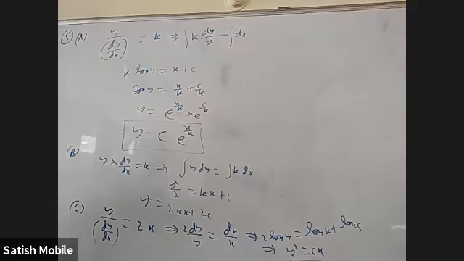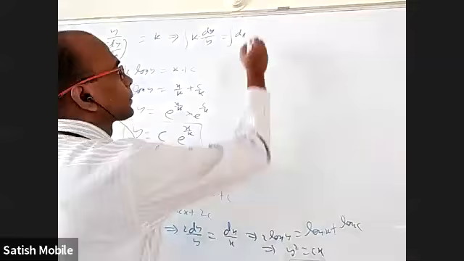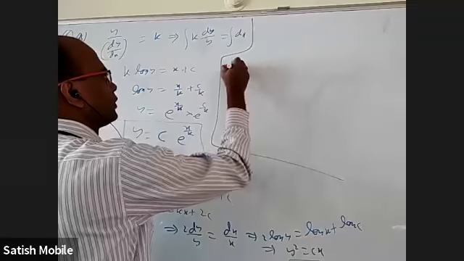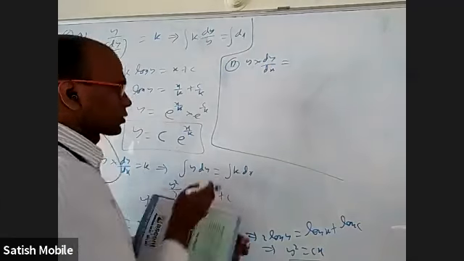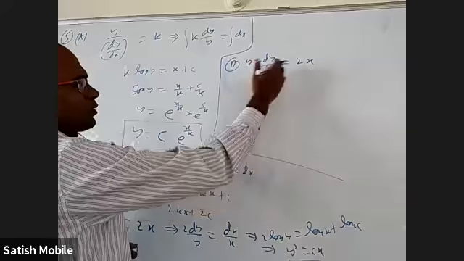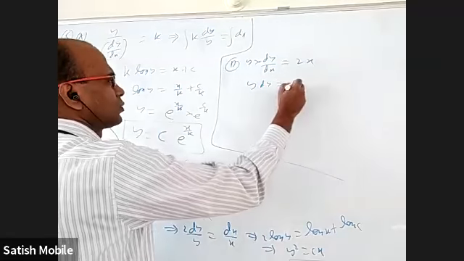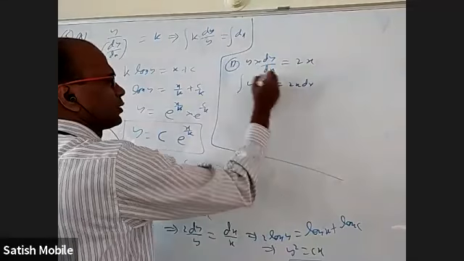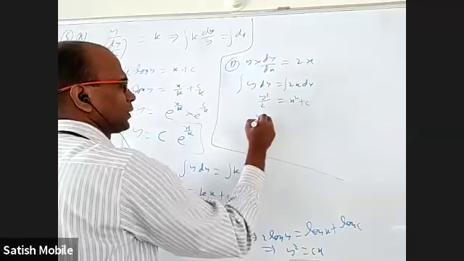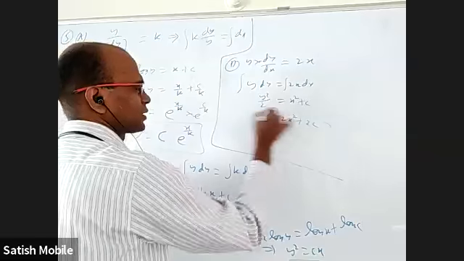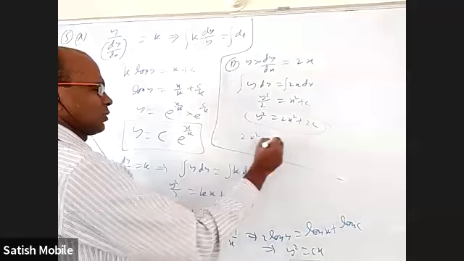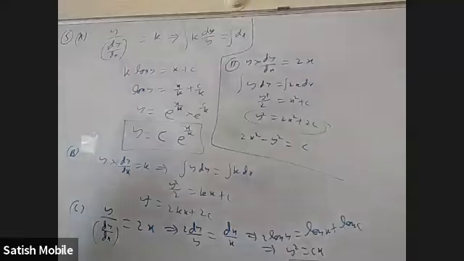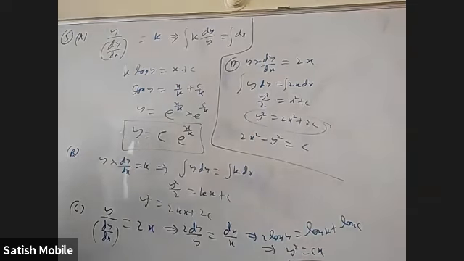Subnormal is equal to twice the abscissa. So y into dy by dx is equal to 2x. This is the subnormal formula. Y dy is equal to 2x dx. Y square by 2 is equal to x square plus c. Y square equal to 2x square plus 2c. See, these are hyperbolas. 2x square minus y square equal to some constant, right? So they are not very complicated differential equations. Very simple variable separable only.